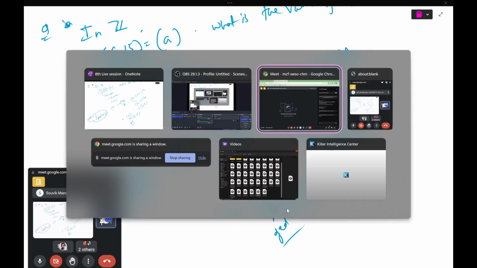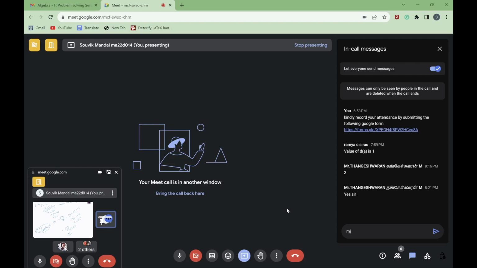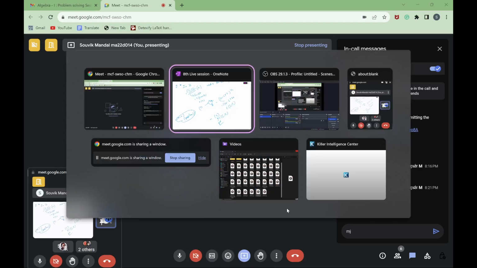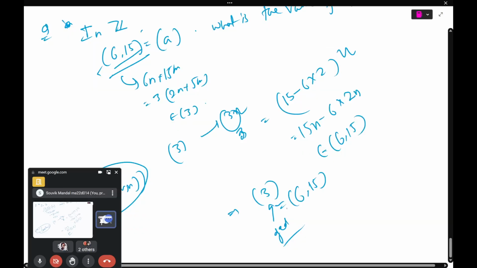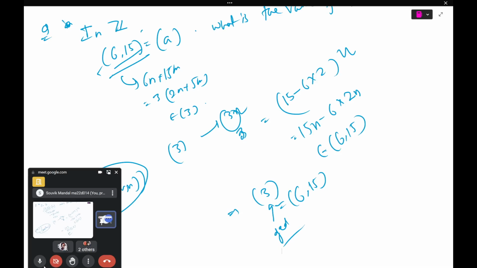Okay, I don't usually write over chat, because while writing over the screen, I can't see chat. So please unmute yourself and tell me what you wish to do. Okay, so let's go to the next problem here.